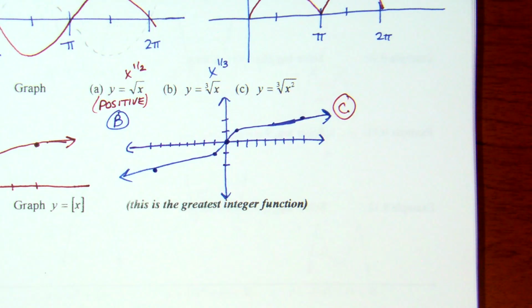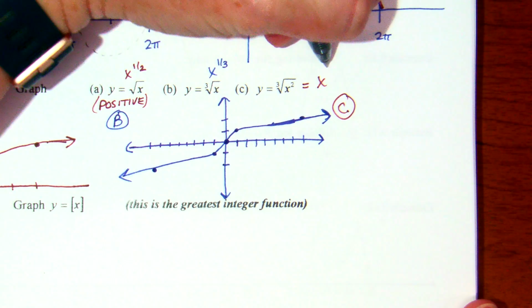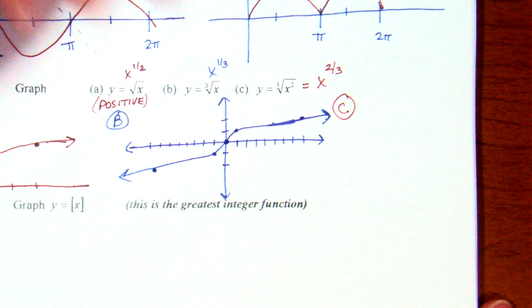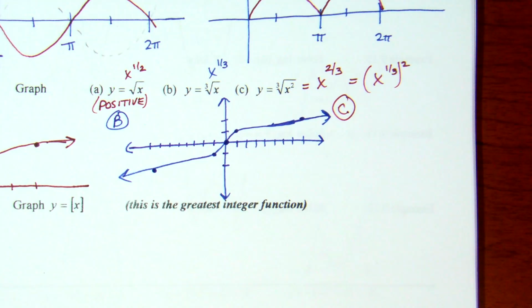The cube root of x squared. What is that as a power? X to the 2/3. Okay? How about if I write that slightly differently? Instead of x to the 2/3, what if I say (x to the 1/3) squared? Is that true? Yeah. The power of 1/3 raised to the power of 2 becomes 2/3.